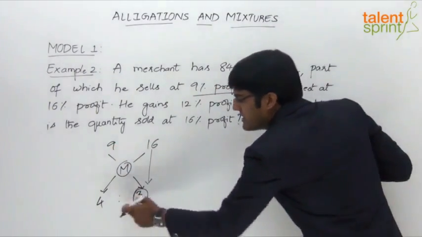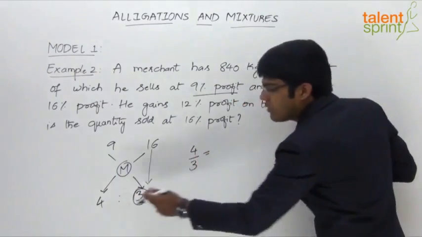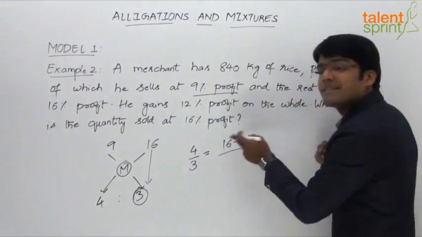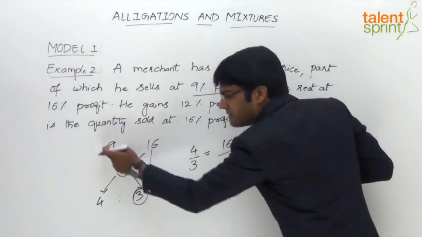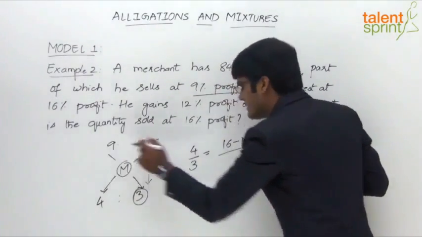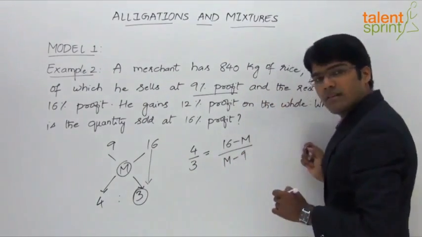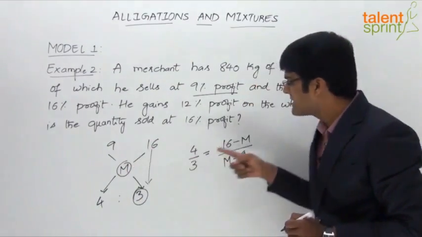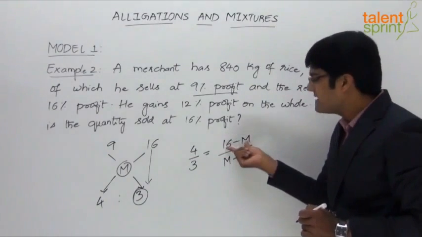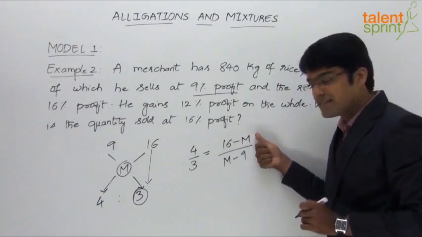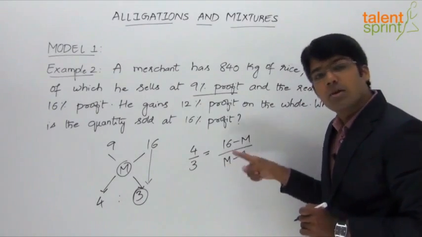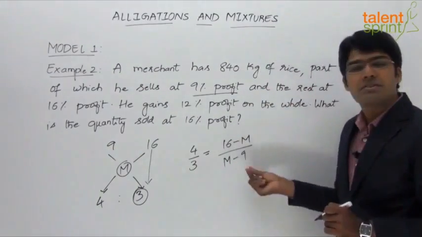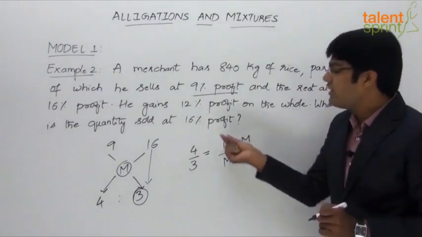Now we know that 4:3, 4 by 3 is equal to, now how do we obtain 4? 16 difference M, 16 minus M, because M is lesser than 16. And how do we get this 3 here? The difference of 9 and M. But here M will be more than 9. So it can be taken as M minus 9. Right? 4 by 3. The ratio here will be equal to 16 difference M by 9 difference M. But we take this as 16 minus M because we know M is less than 16, and the denominator will be taken as M minus 9 because M will be more than 9, as M always falls between the two given values.